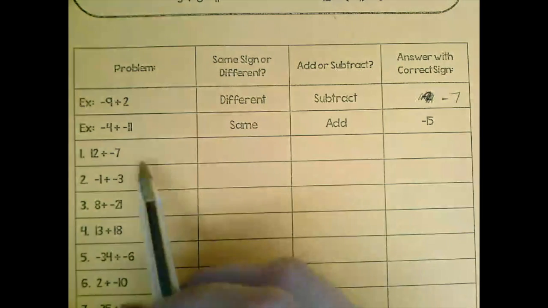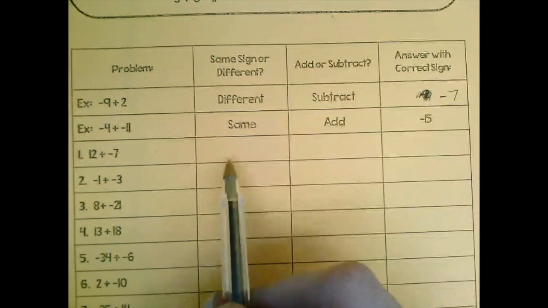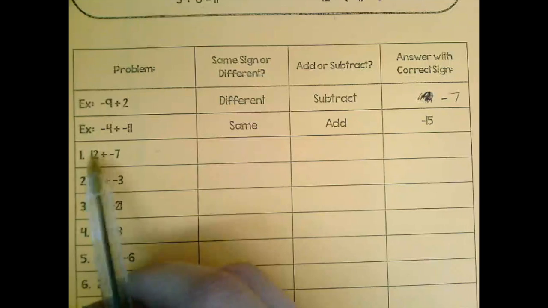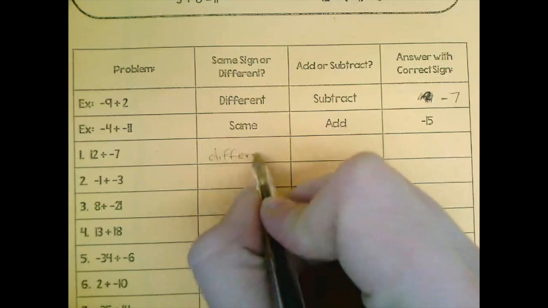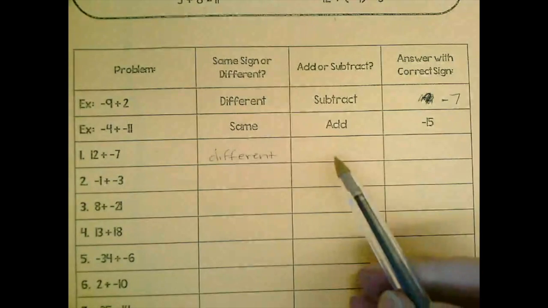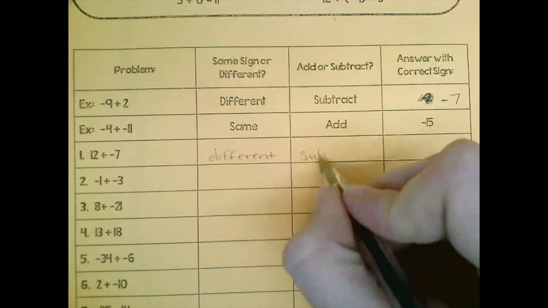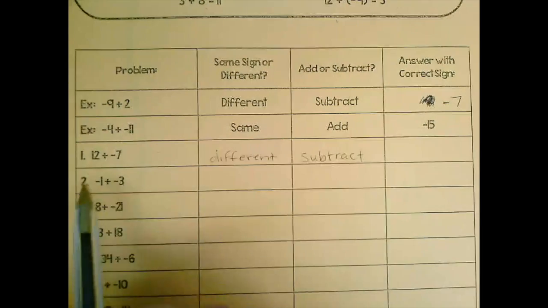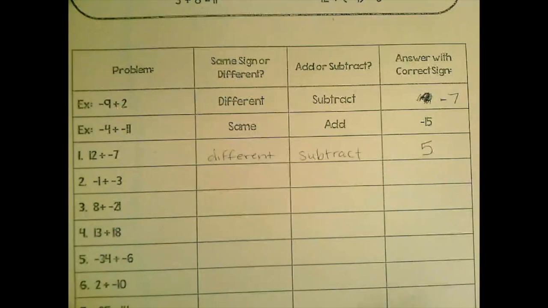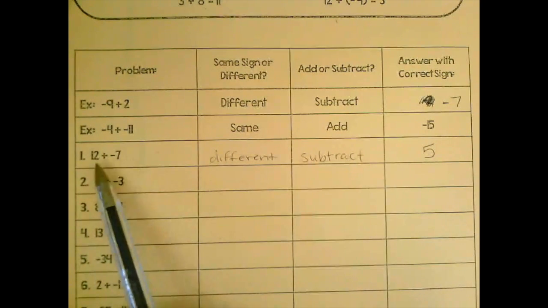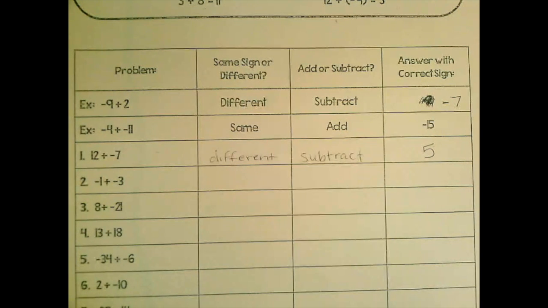So for number 1, we need to decide, are the signs the same or different? I have a positive 12 and a negative 7, so they're different. If they're different, this means we're going to subtract. 12 minus 7 is 5, and I need to double check to see if my answer should be positive or negative. The absolute value of 12 is larger than the absolute value of 7, so I'm going to stick with the sign in front of my 12, which makes it a positive 5.